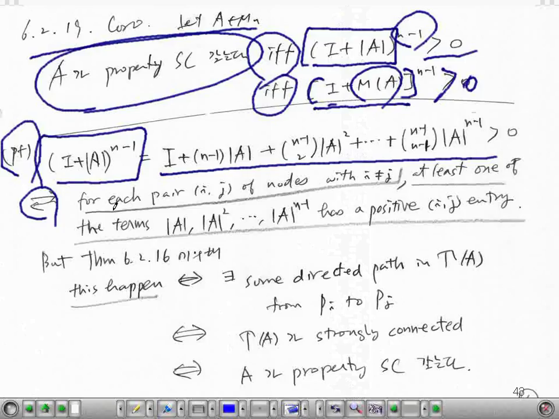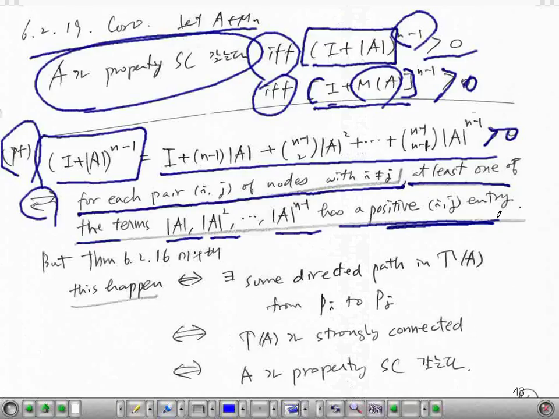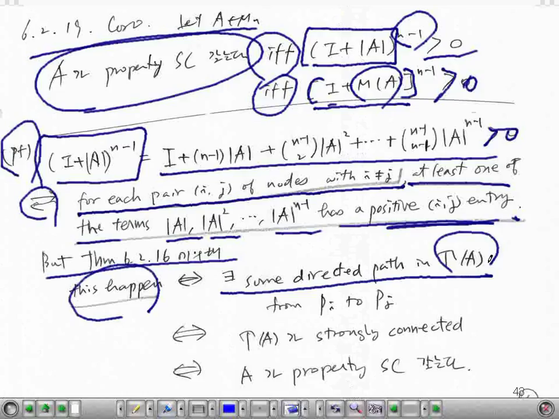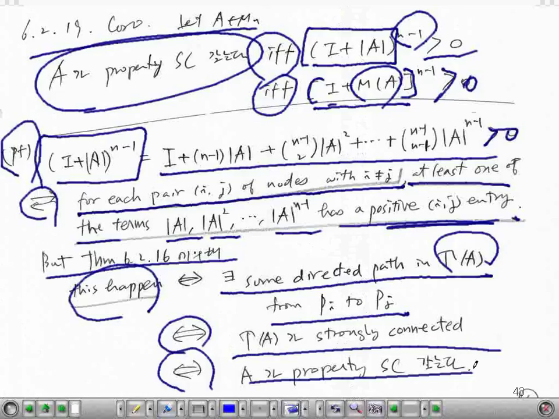So if and only if these are positive, if and only if, for each pair ij of distinct nodes, at least one of the terms has a positive ij entry. Then by the previous theorem 6.2.16, if this happens, that means there is some directed path in gamma of A from pi to pj. That means its directed graph is strongly connected, so A has property SC. So it all works. This is what you're going to use in real world problems.